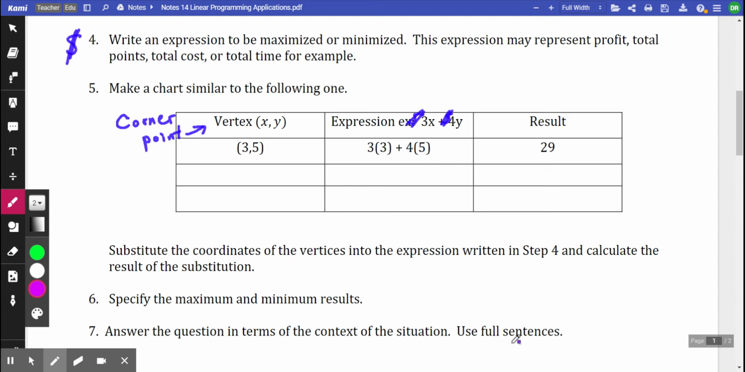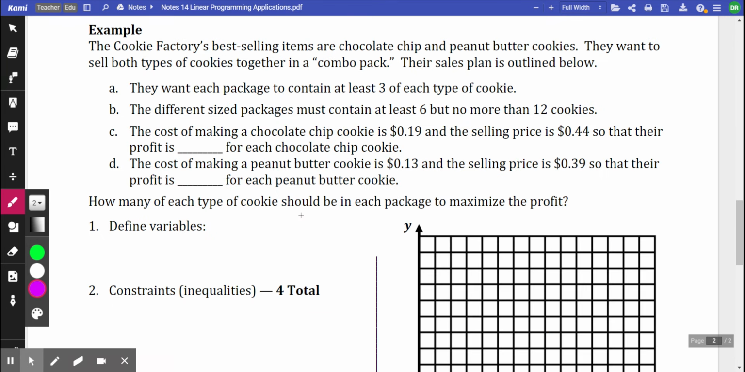You probably won't be writing more than 1 or 2 sentences in any of these situations. All right, so let's take a look at one of these examples. This example here is about the cookie factory. Not necessarily a real place, but there's probably somewhere that's called that.